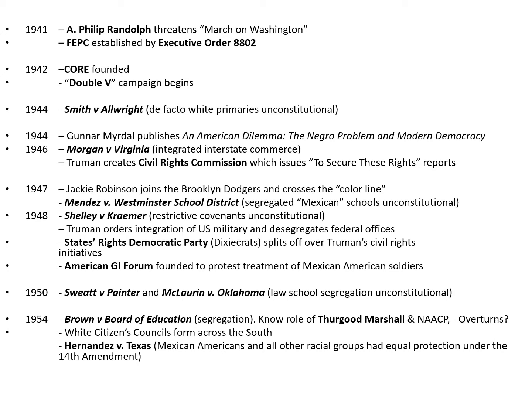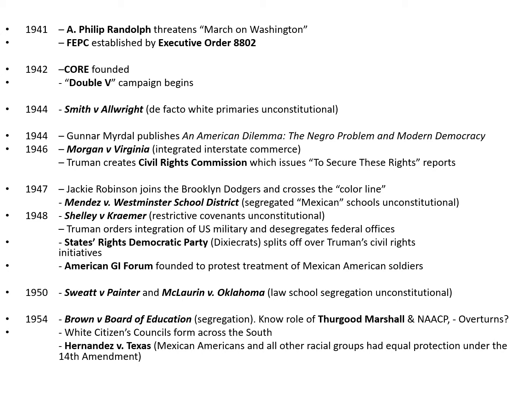1947, Jackie Robinson joins baseball, integrates baseball, a major deal for sports. Mexican schools are declared unconstitutional in Mendez v. Westminster. Shelley v. Kraemer gets rid of restrictive covenants. These are a lot of times within neighborhoods. You'd have contracts when you buy a home, et cetera, that you can't sell or rent to African Americans. Truman will integrate the military as well, making the Korean War the very first integrated war.